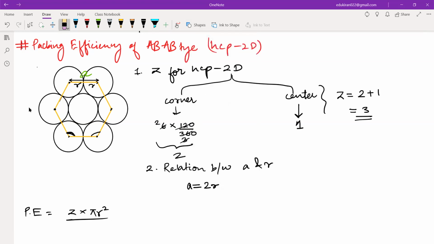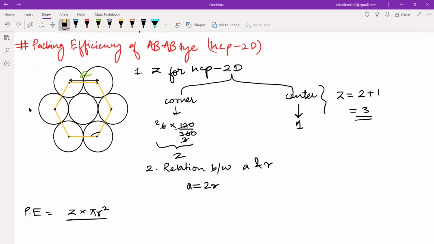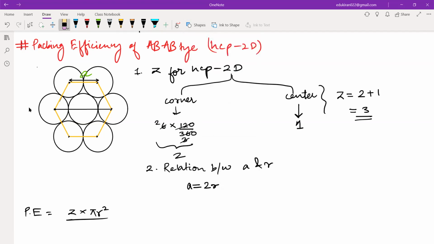Okay. Look, what I can do, I can divide this whole hexagon into different triangles. Let me erase this part and show you guys. I hope you can see that I have made 6 equilateral triangles, right? Yes or no? Yes, sir. 6 equilateral triangles. What is the area of an equilateral triangle?